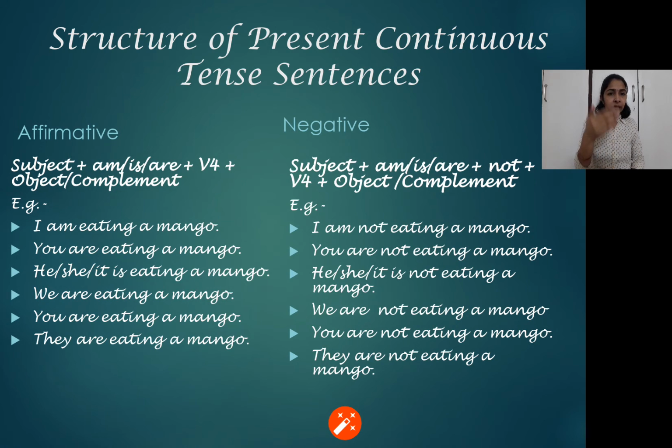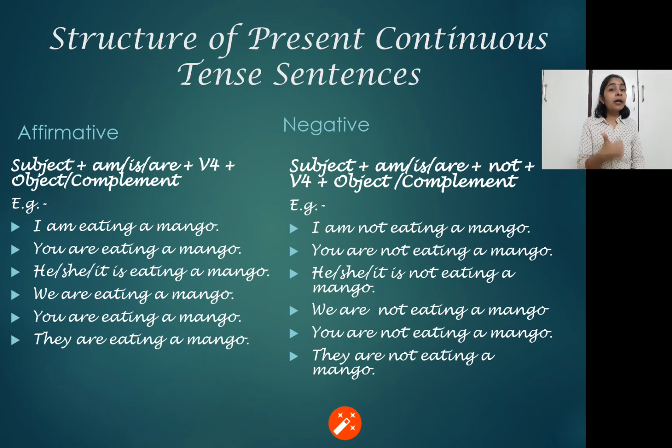Now just have a look at those sentences. They are very simple ones, just to make you memorize the structure of the sentence. I am eating a mango. So first is the subject, then the helping verb, then the fourth form of the verb, and then the object. You are eating a mango, again the same thing.